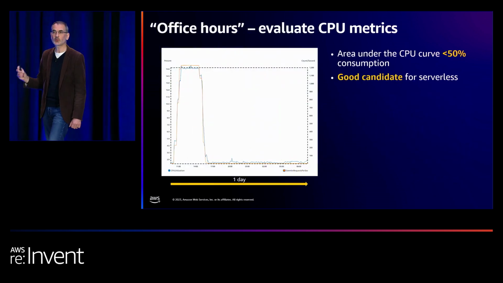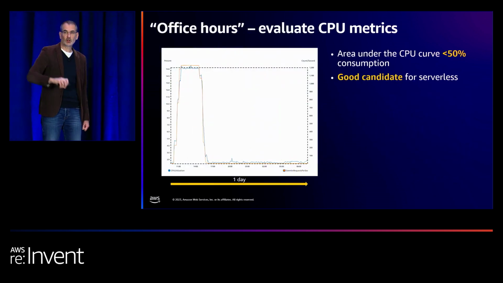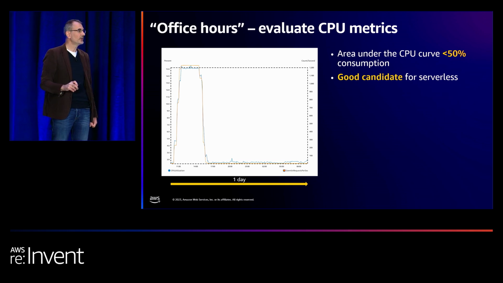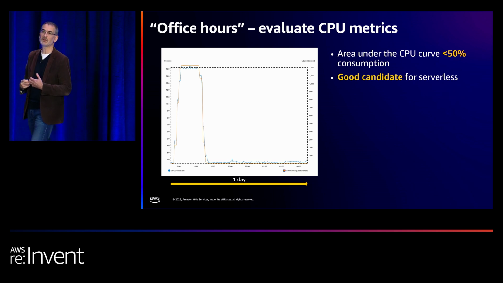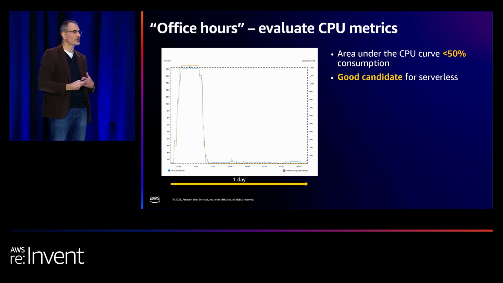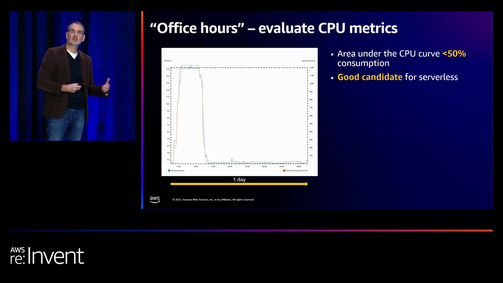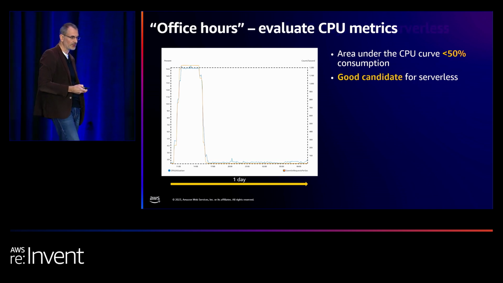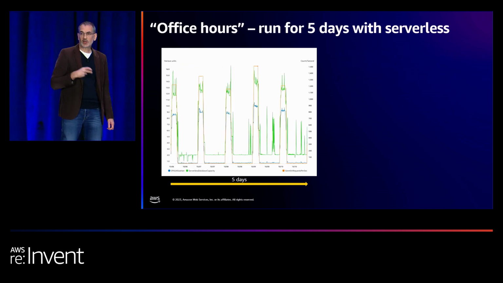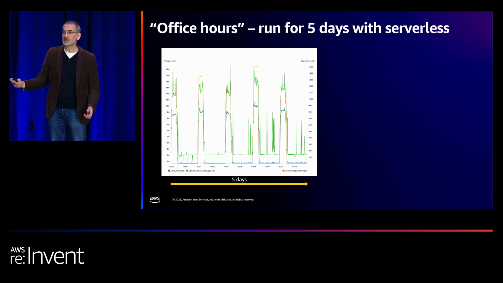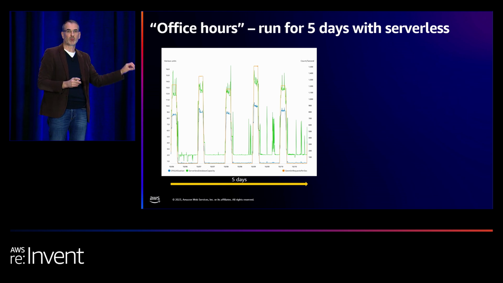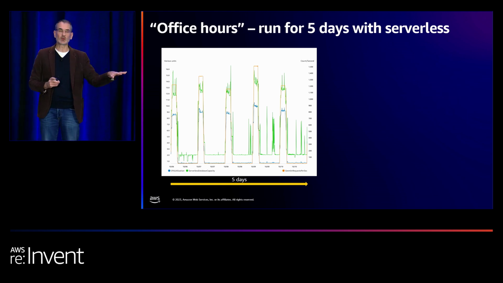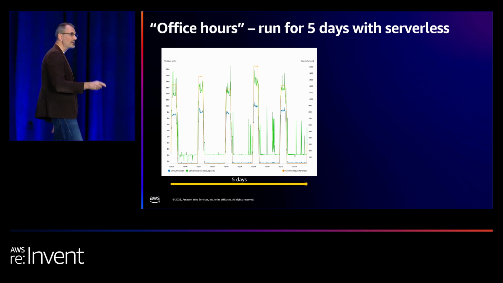So if we look at that first one, that office hours workload, and we look at that CPU utilization curve, it definitely looks that the area under that curve is way less than 50% of the total potential CPU utilization. So this seems a good candidate for serverless. So what I did then was flip to using serverless. I simply provisioned a serverless instance, failed over to that instance, and deleted my old provisioned instance without interrupting the workload, and then ran this for a few days.